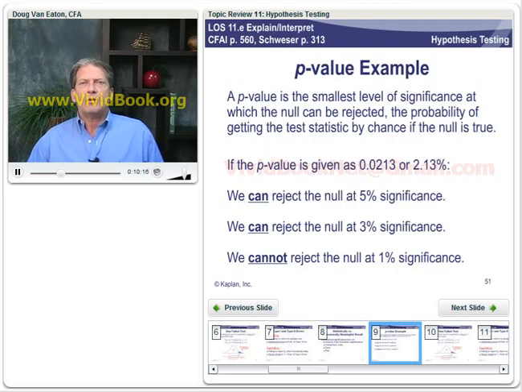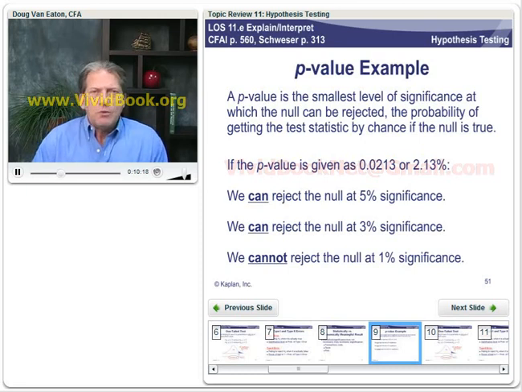Now what do we call a p-value? Well, we can read the definition here. A p-value is the smallest level of significance at which the null can be rejected. The probability of getting the test statistic by chance, even if the null is true. So if the p-value is given as 2.13%, we could reject the null at the 5% significance level. We could reject the null at the 3% significance level, but not at the 1% significance level.